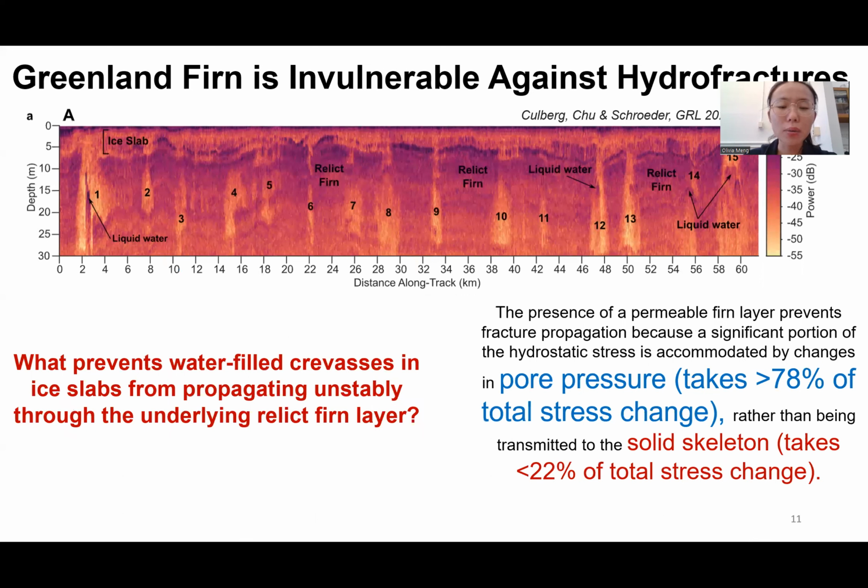To conclude, our poromechanical model answers the question we posed at the beginning. What prevents water-filled crevasses in ice slabs from propagating unstably through the underlying firn layer? The presence of permeable firn layer prevents fracture propagation because a significant portion of the hydrostatic stress is accommodated by changes in pore pressure, which takes over 78%, rather than being transmitted to the solid skeleton, which only takes even smaller than 22%. So this is the end of the presentation.